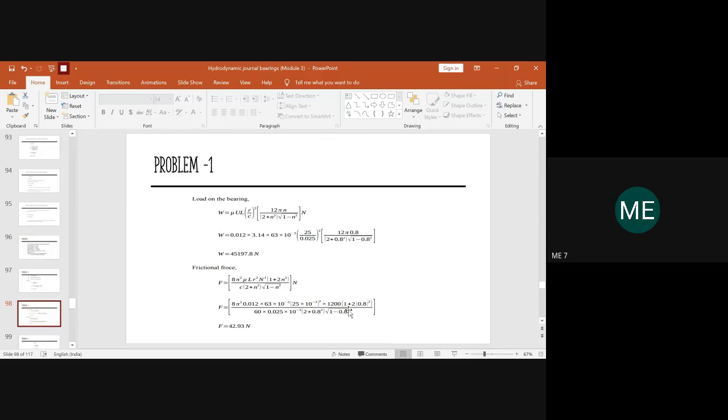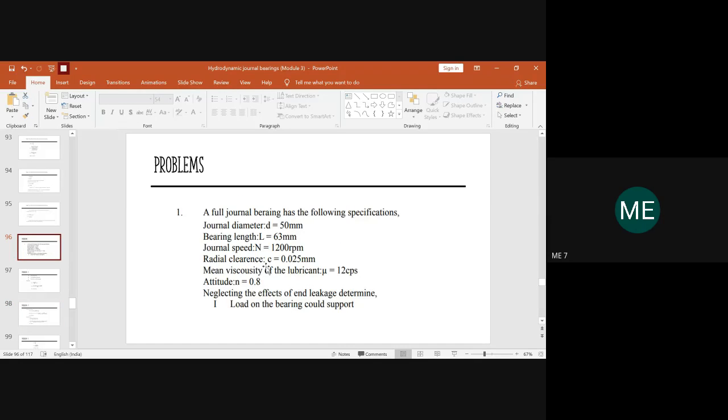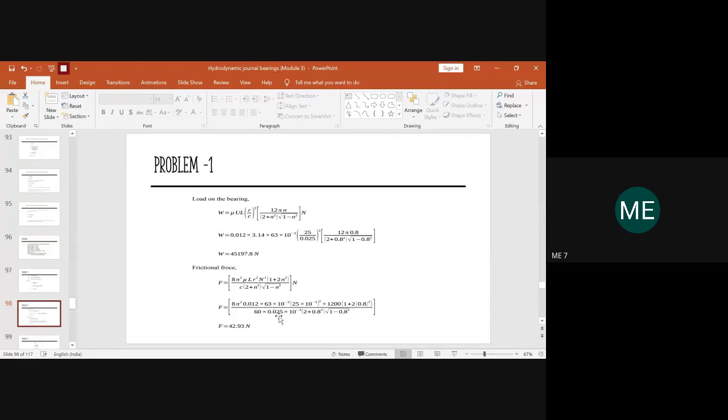So we will retain the same value and then open the bracket 1 plus 2 eccentricity ratio, which is 0.8 whole square, divided by the value of c. What is c here? C is nothing but the radial clearance. So substitute the value of radial clearance into 10 raised to minus 3. Why is this 10 raised to minus 3 given? Can anyone let me know?